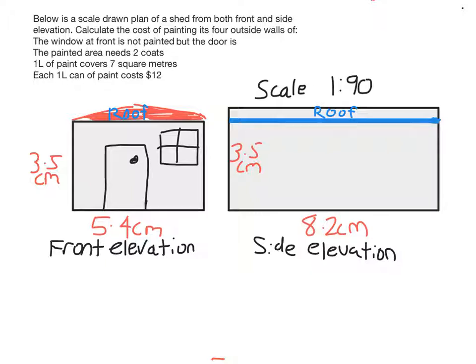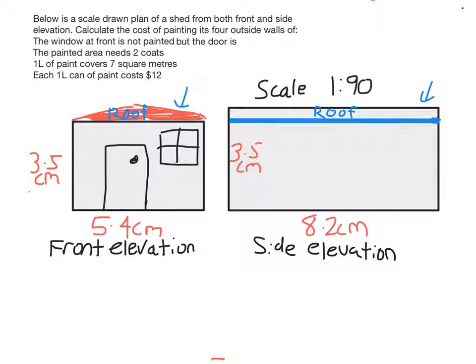What we're given here is a front view of the shed and a side view of the shed. So obviously we're assuming here that the front and the back have the same area, although the back doesn't have a window, and also the 2 sides have the same area. So let's find first the area of the front elevation.